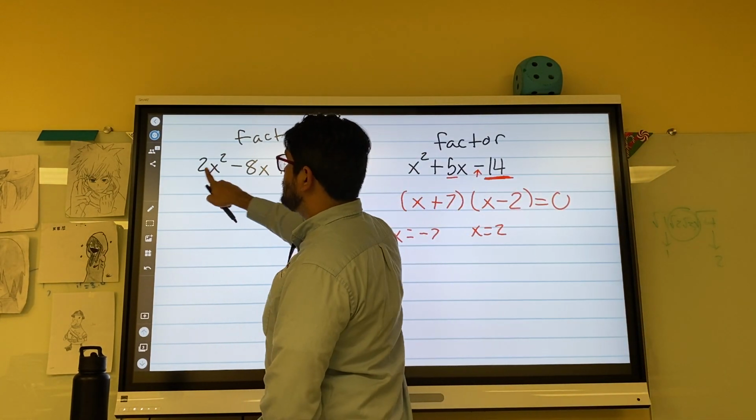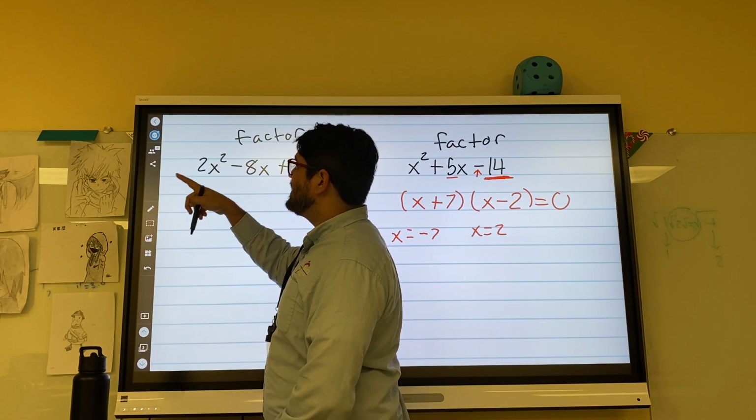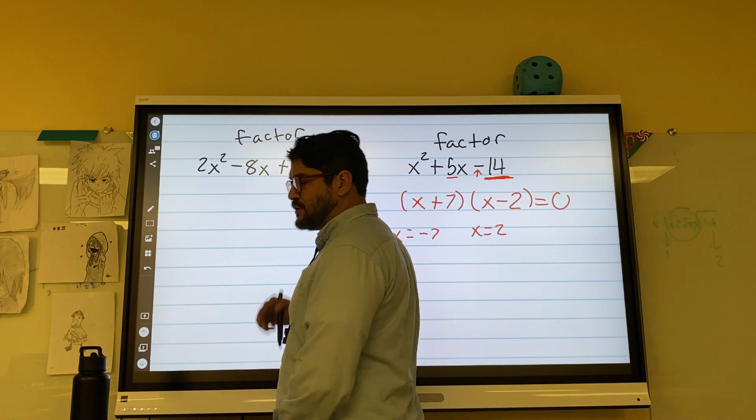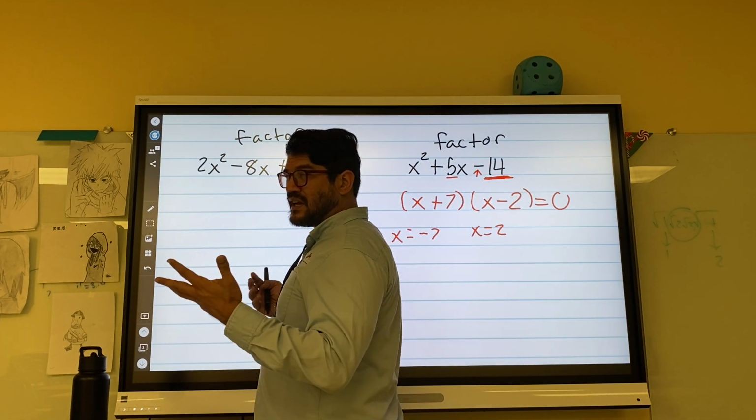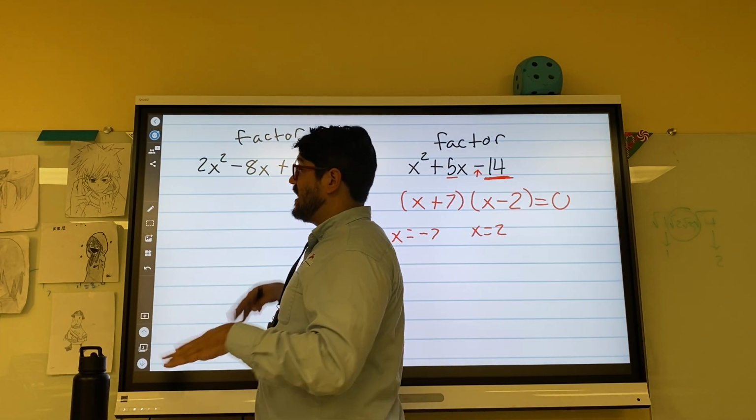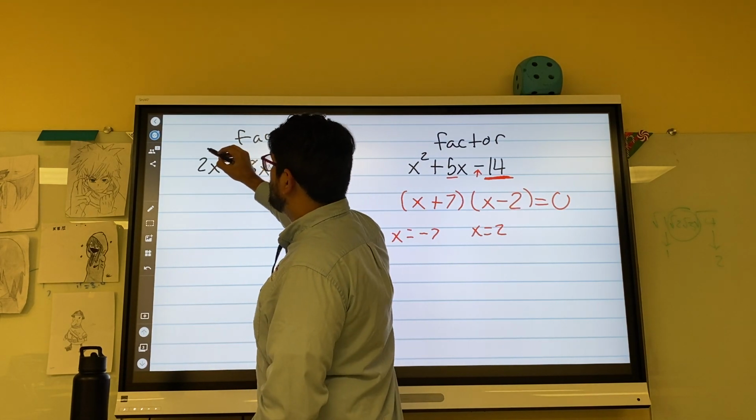Now, before you start these, you see how there's a number in the front? Normally, this doesn't happen, but you see how everything's divisible by 2? That's cool, and that'll work out perfect for us. But we're not going to do that. We're going to pretend we didn't notice that, and we had to solve it anyway. So let's factor this correctly.